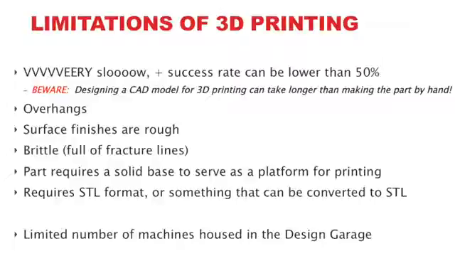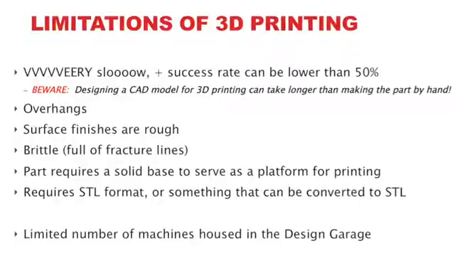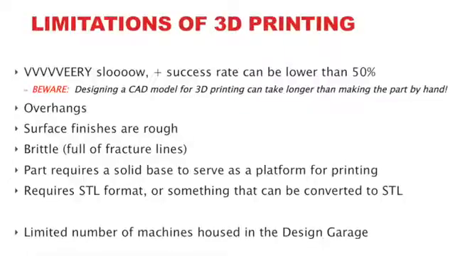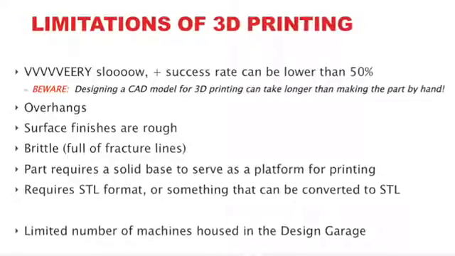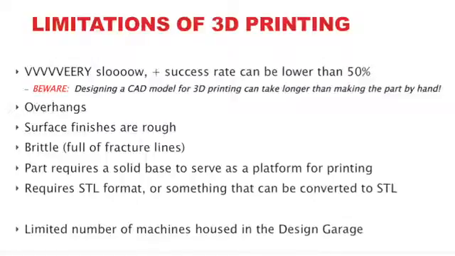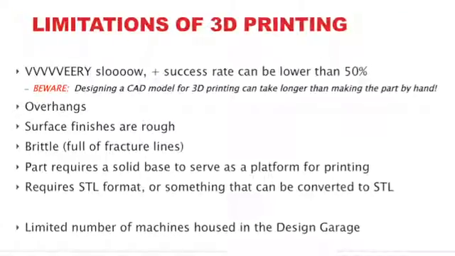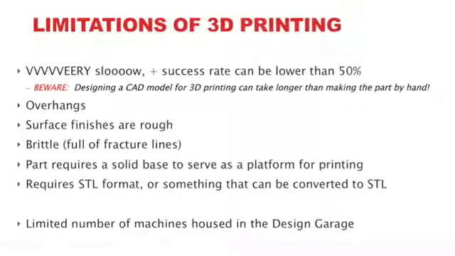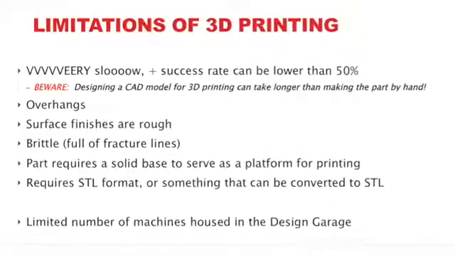The limitations of 3D printing are, as I mentioned, it can be very slow. It can take overnight, and success rate can be as low as 50%. Other limitations include overhangs. Those can be tricky in a 3D model. The 3D print also has a low resolution. Surface finishes can be quite rough. The part can be brittle. It's full of fracture lines.